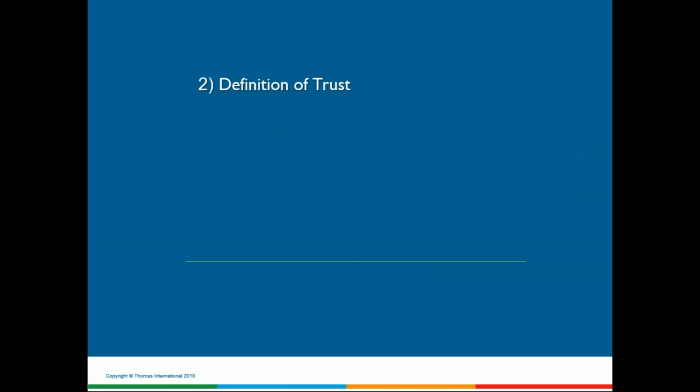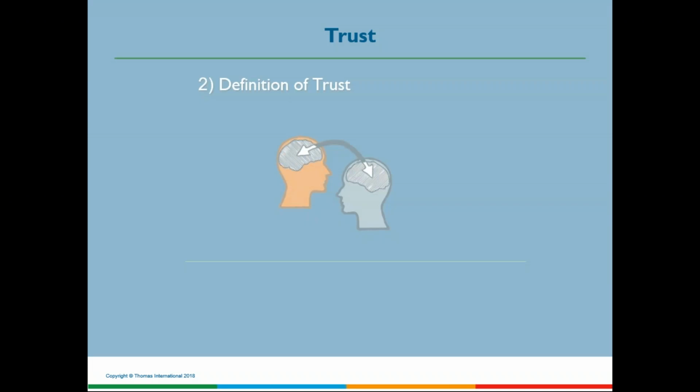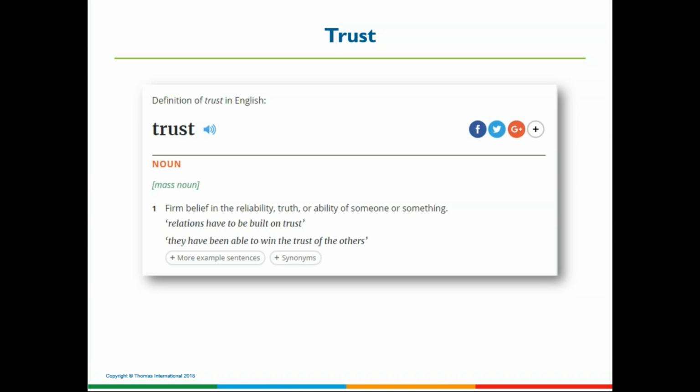Let's now take a look at the definition of trust. We're going to look at a couple of areas here. The first area is the dictionary definition of trust, and that is firm belief in the reliability, truth, or ability of someone or something. Some of the synonyms for trust include confidence, belief, faith, freedom from doubt, freedom from suspicion, sureness, certainty, certitude, assurance, conviction, credence, and reliance. So this is what the definition of trust is from the dictionary.